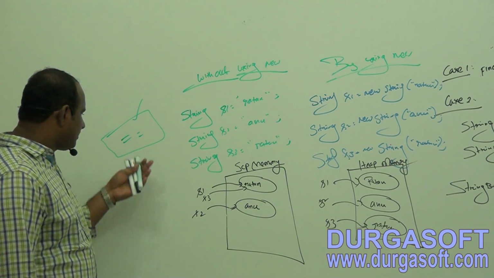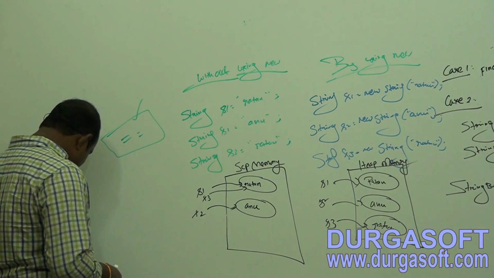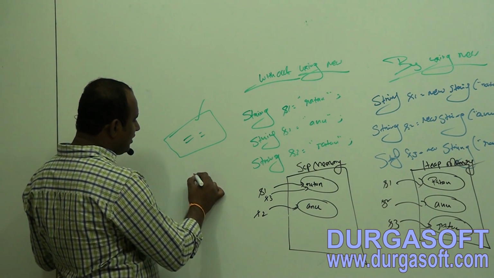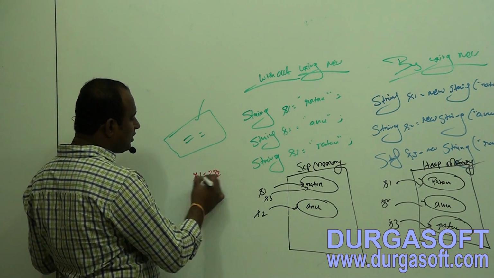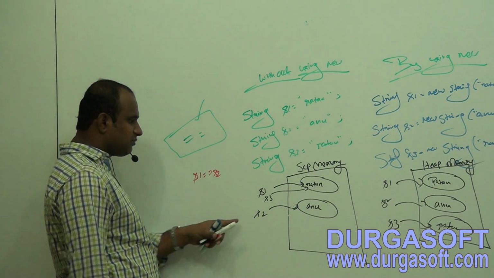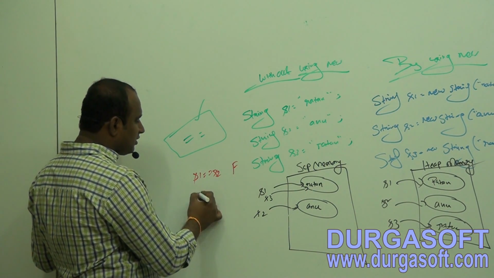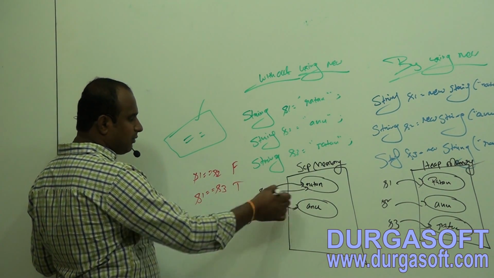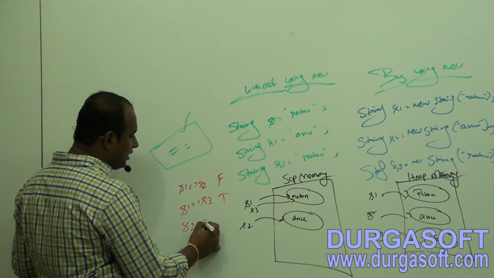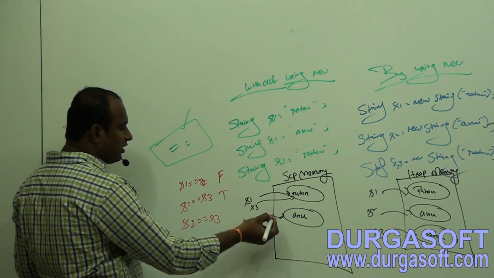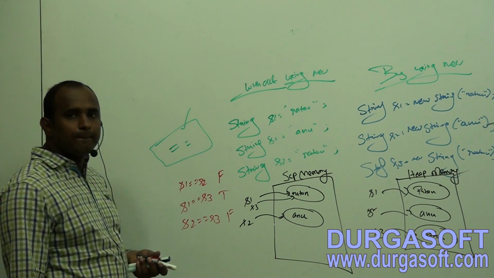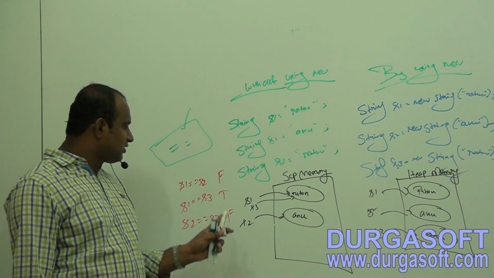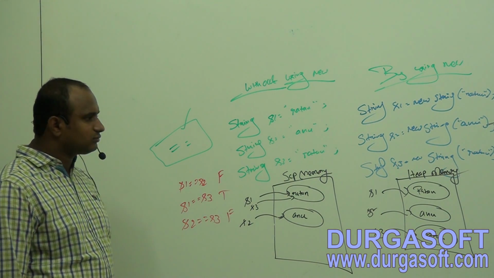Based on the double equal to operator, I will write some code here. I am writing just S1 double equal to S2. Tell me, are the two reference variables pointing to the same object or a different object? S1, S2, so it returns false. S1 double equal to S3. Both are pointing to the same object, true. S2 double equal to S3. The two references point to different objects, false. So if two reference variables are pointing to the same object, it returns true, otherwise false.